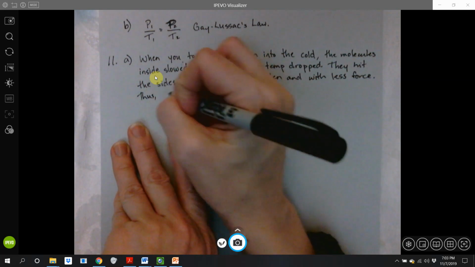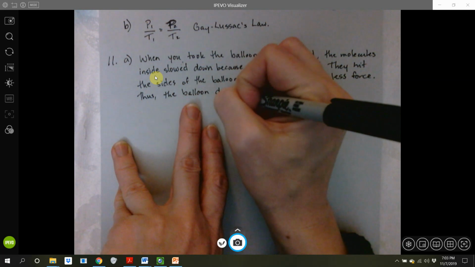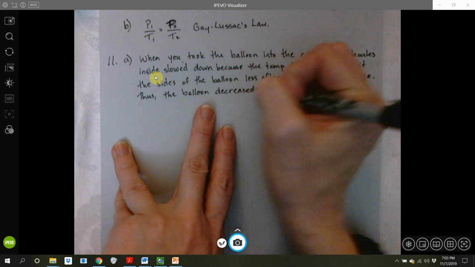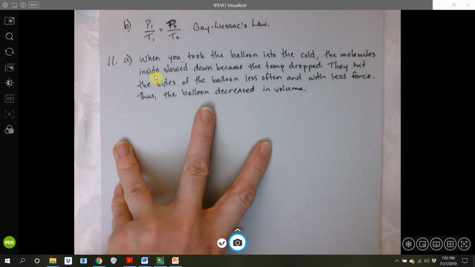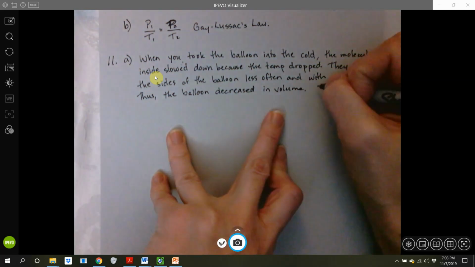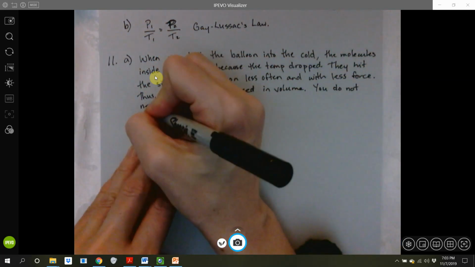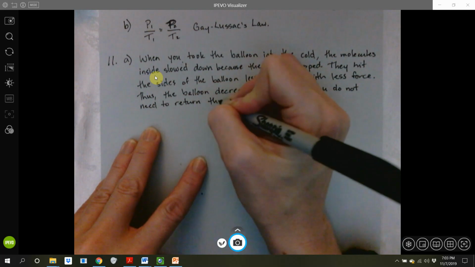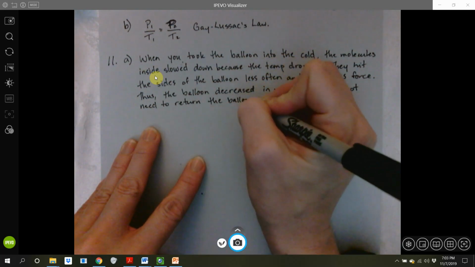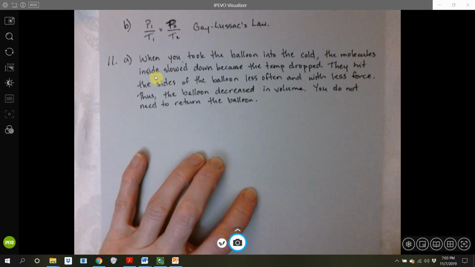Thus, the balloon decreased in volume. You do not need to return the balloon. It will inflate again when you bring it in a warm room, right? Okay.